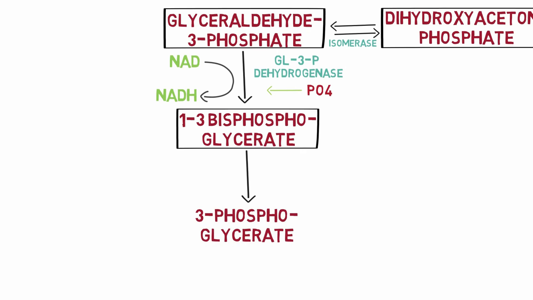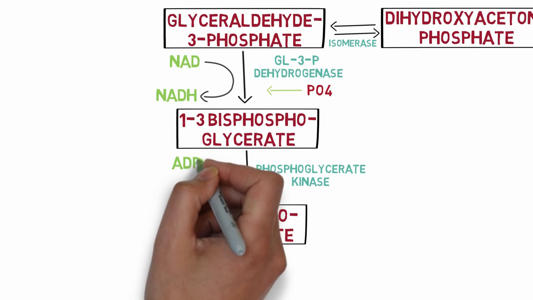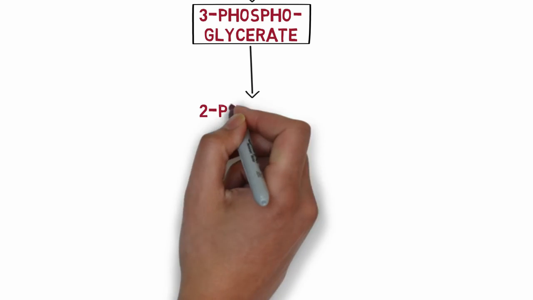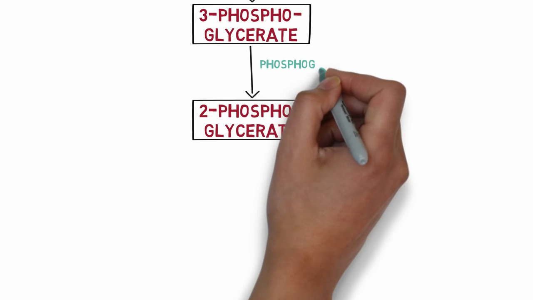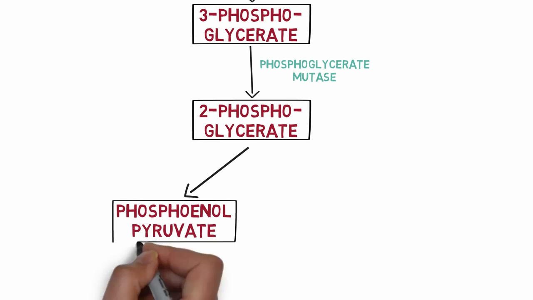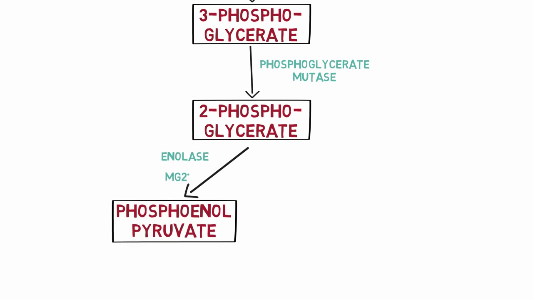The 1,3-bisphosphoglycerate is converted to 3-phosphoglycerate by the enzyme phosphoglycerate kinase. This kinase enzyme transfers the phosphate group at the first position of phosphoglycerate to adenosine diphosphate, and in this process, a molecule of ATP is generated. Next, the 3-phosphoglycerate is converted to 2-phosphoglycerate. This is a simple rearrangement reaction that happens with the help of the enzyme phosphoglycerate mutase. Next, the 2-phosphoglycerate is converted to phosphoenol pyruvate. The enzyme involved is enolase, and magnesium ions are also utilized in this reaction.